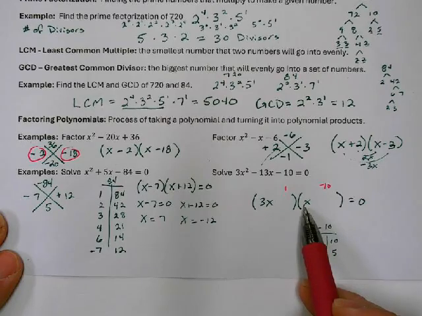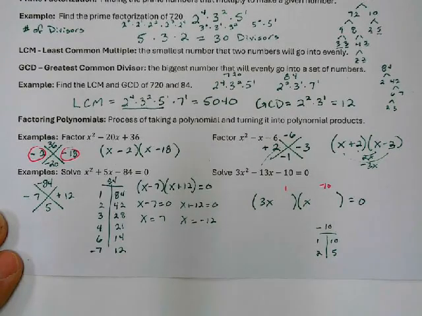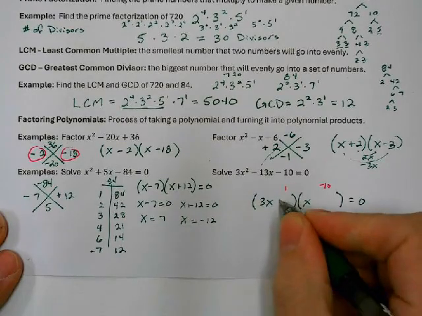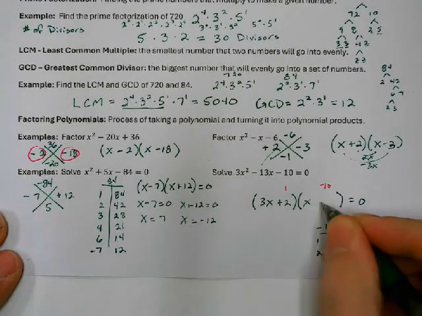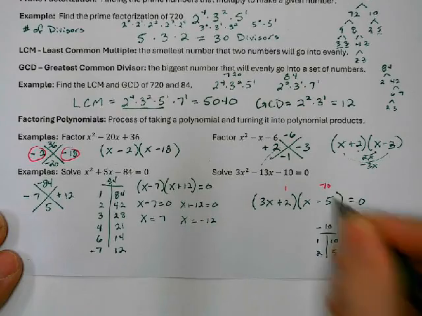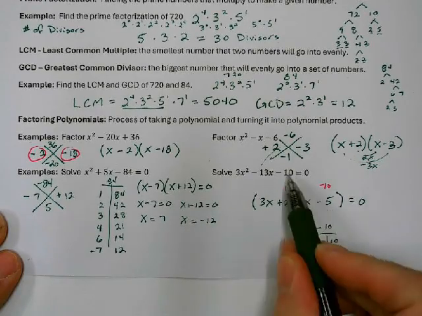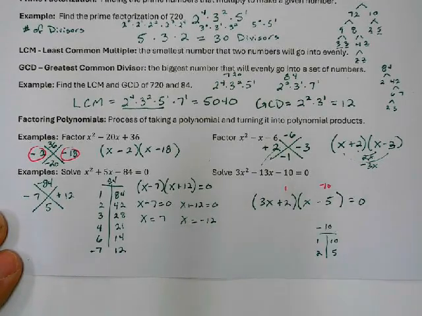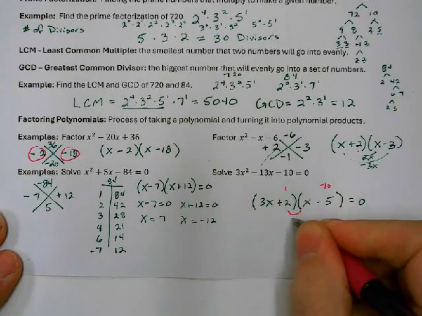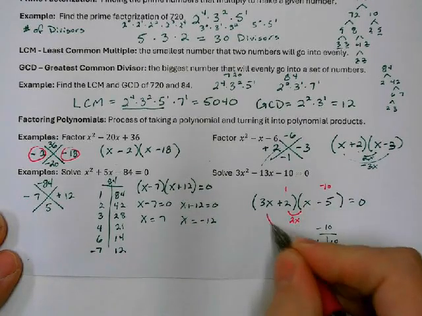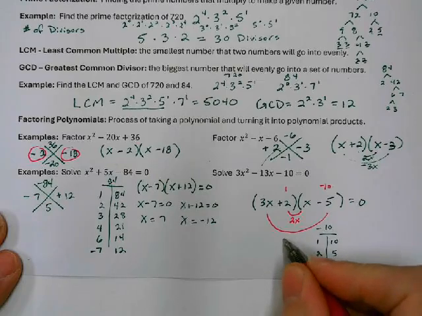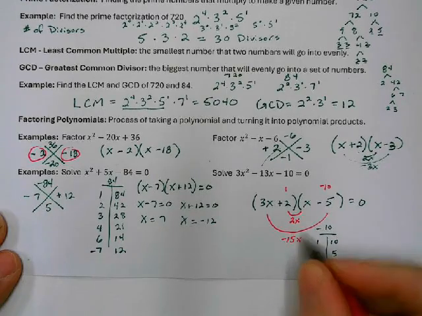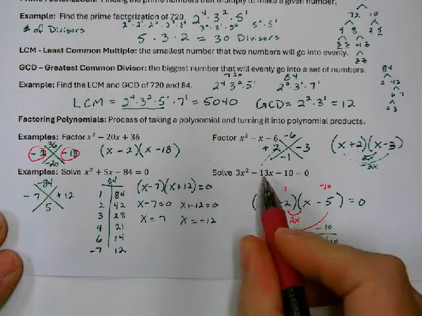So let's try 2 and 5, and this is the one that's going to work. If I try 2 here and -5 here, 2 times -5 is -10, and then we see these two multiply to give me 2x, these two multiply to give me -15x. -15x and 2x is -13x. So there I go. I've got my two factors.